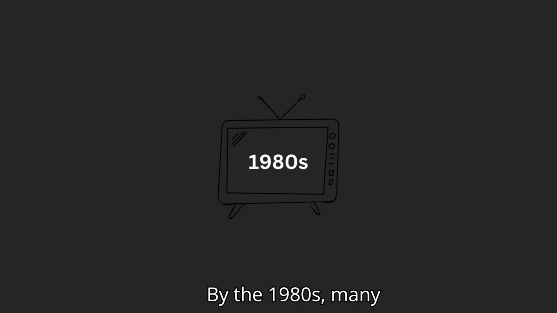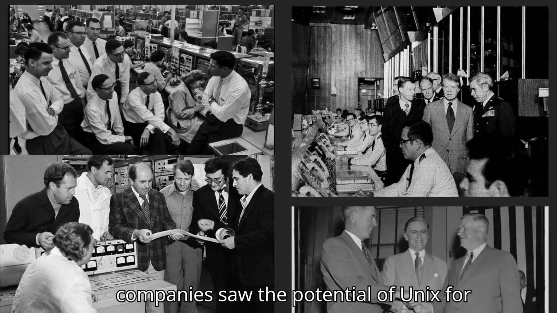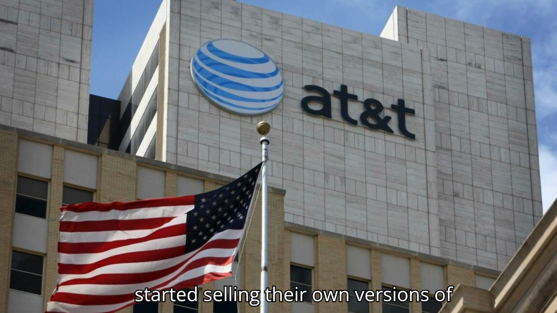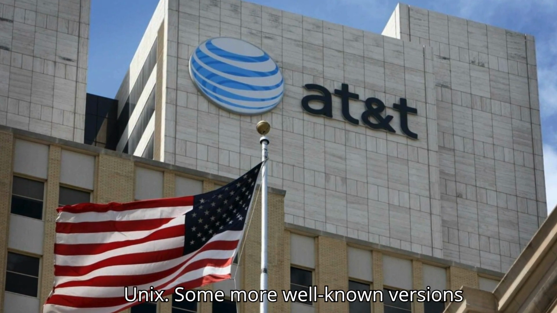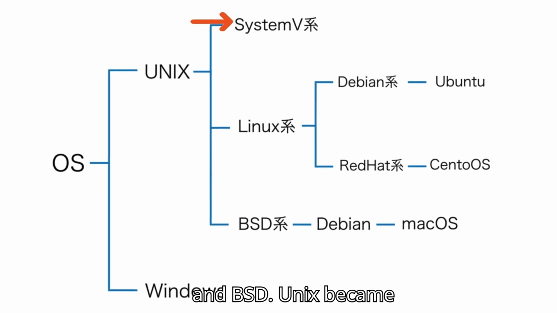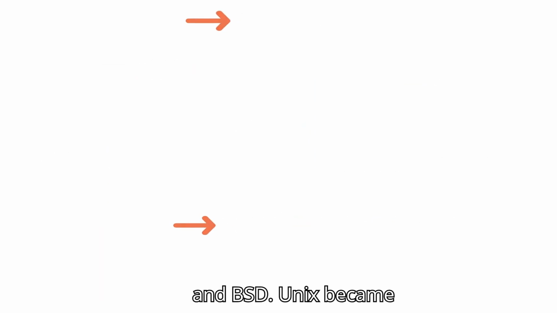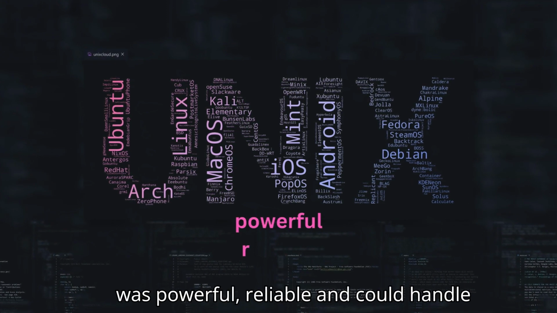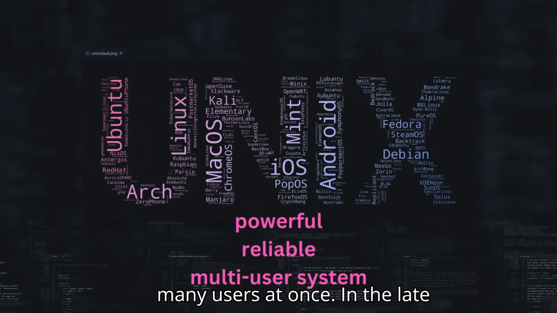By the 1980s, many companies saw the potential of UNIX for business use. AT&T and other companies started selling their own versions of UNIX. Some well-known versions include System V from AT&T and BSD. UNIX became popular in large organizations because it was powerful, reliable, and could handle many users at once.